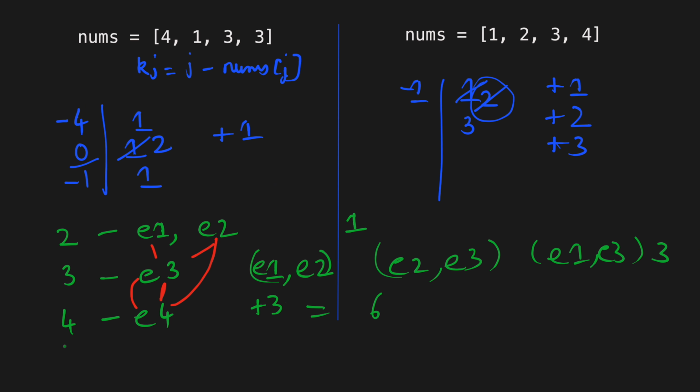And now let's stretch it a bit. Suppose we had 5th element as well, which is E5. This new element can form a pair with all 4 existing elements, resulting in additional 4 pairs. Hence total of 10 pairs.